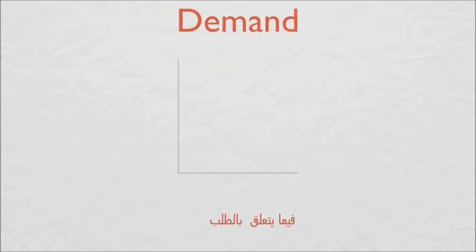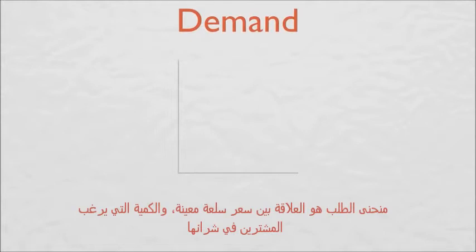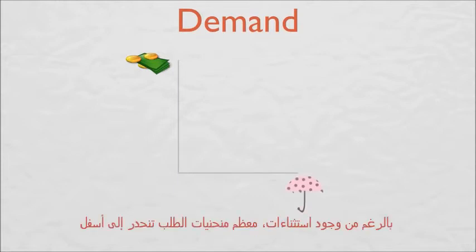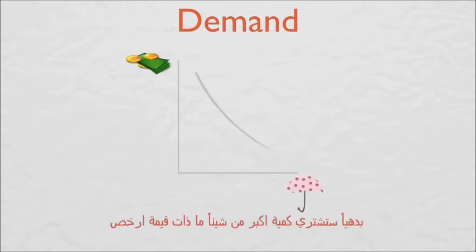Now, on to demand. A demand curve is a relationship between the price of a certain good and the amount of that good buyers want to buy. Although there are exceptions, most demand curves slope downwards. Intuitively, you'll buy more of something if it's cheaper.